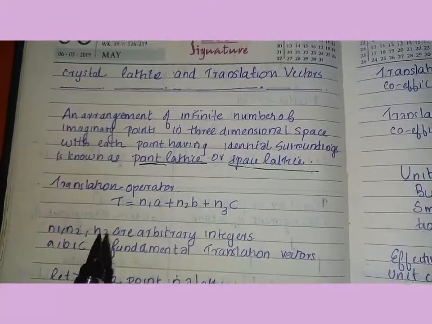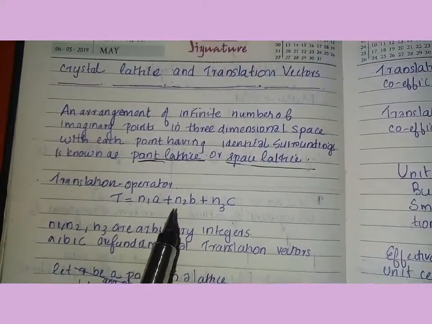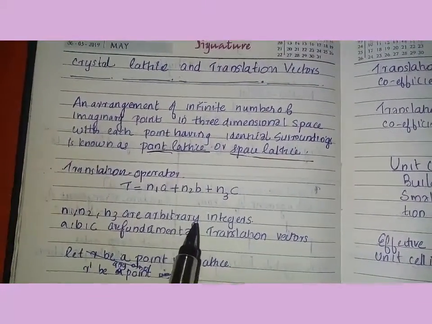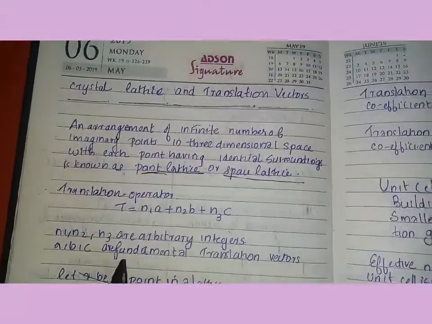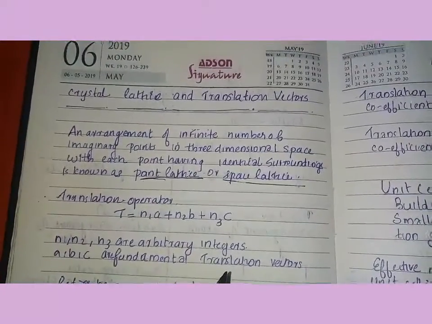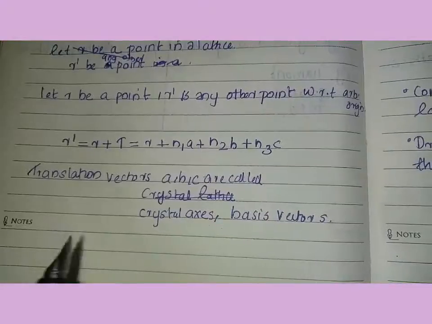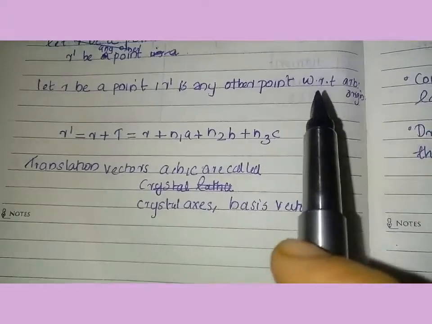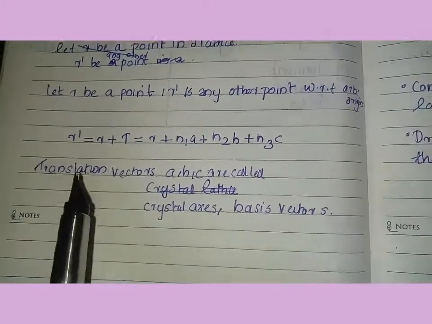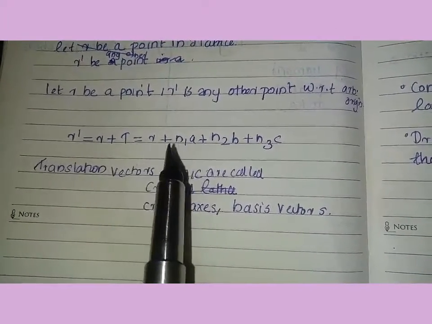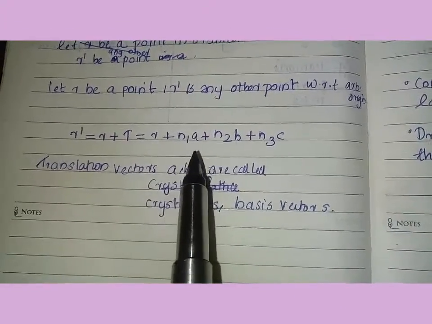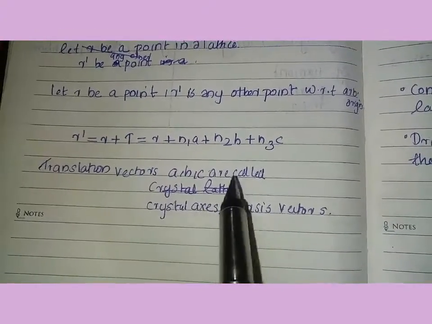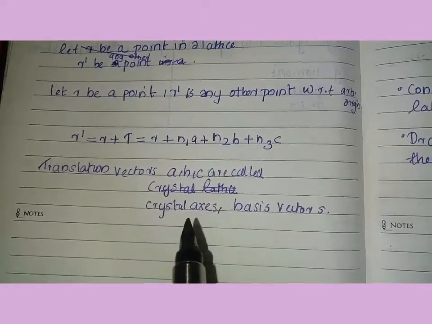The translation operator is T = n1a + n2b + n3c, where n1, n2, n3 are arbitrary integers, and a, b, c are fundamental translation vectors. Let R be a point and R' be any other point with respect to an arbitrary origin. Then R' = R + T = R + n1a + n2b + n3c. The translation vectors a, b, c are called crystal axis basis vectors.